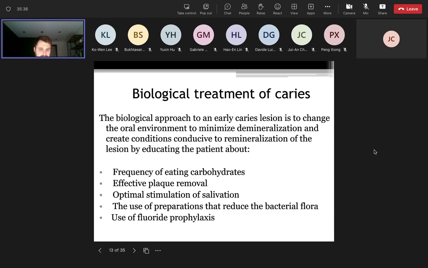This approach is to change the oral environment to minimize demineralization and create conditions conducive to remineralization of the lesion, by educating the patients about the frequency of eating carbohydrates, effective plaque removal, optimal stimulation of the saliva glands, the use of products to reduce the bacterial flora, and the use of fluoride prophylaxis.